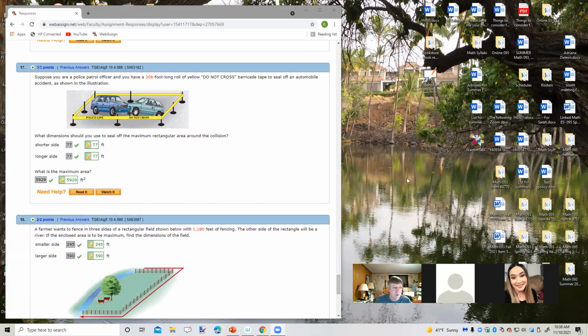Okay, so it says, suppose you are a police patrol officer and you have 308-foot long roll of yellow do not cross barricade tape to seal off an automobile accident as shown in the illustration. What dimension should you use to seal off the maximum rectangular area around the collision? Okay, so let's go back to the whiteboard.